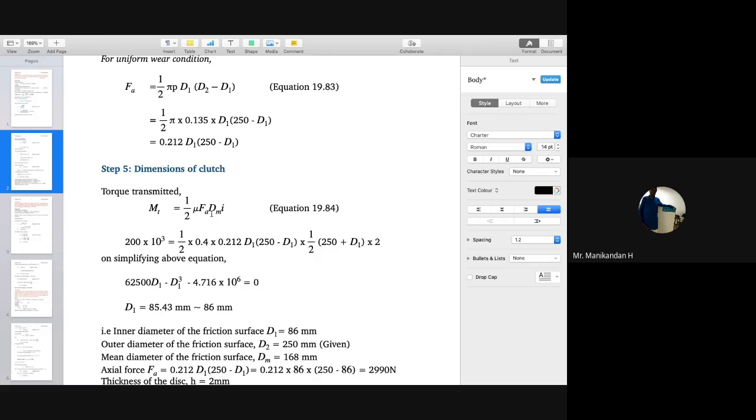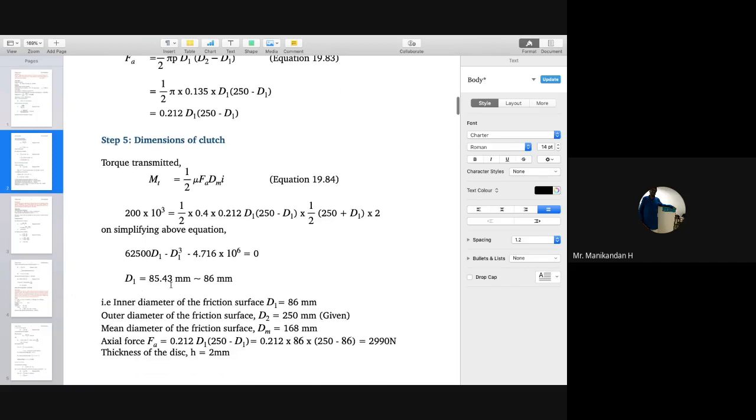So on simplifying this equation, we'll get a cubic polynomial like this: 62,500 d1 minus d1 cube minus 4.716 into 10 power 6 is equal to 0. So solving this polynomial, I get d1 is equal to 85.43 mm, or you can go for 86 millimeter. So once we get d1, the remaining dimensions are as follows: inner diameter 86, outer diameter is given in the question, so 250.